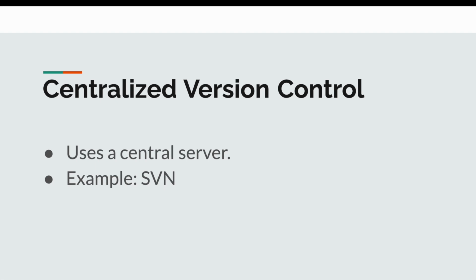Second is centralized version control. This system uses a central server to store all versions of the project. One example of this is SVN, or Subversion. While it centralizes control and simplifies certain aspects of version management, it has a single point of failure. If the server goes down, everyone's access to the project is affected.